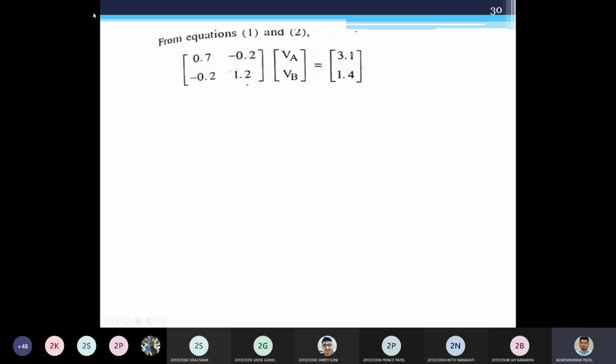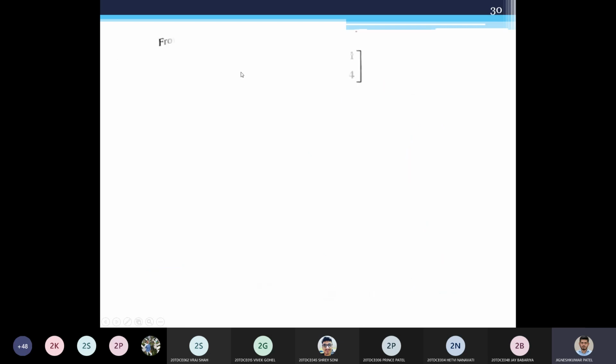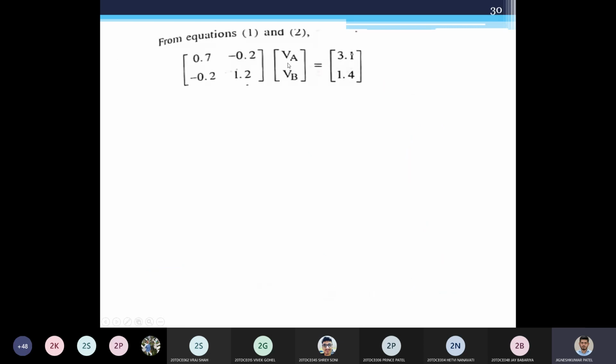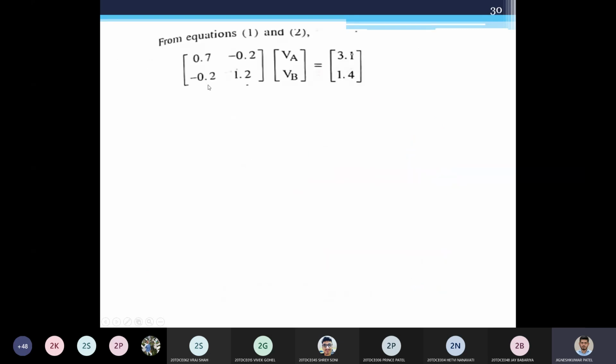Okay, so here this is my conductance matrix G. Same as we have done earlier, 0.7, minus 0.2. VA and VB are multiplied, so 0.7 VA minus 0.2 VB, and that's one equation. Same way for the other equation, minus 0.2 for VA and 1.2 for VB, equal to my current values, 3.1 and 1.4. So from those two equations I have derived this matrix, and I'm solving this using Cramer's rule.